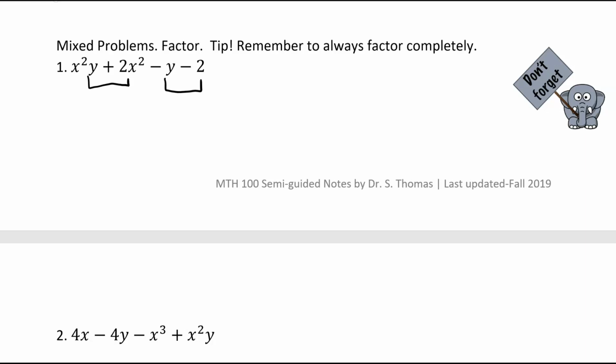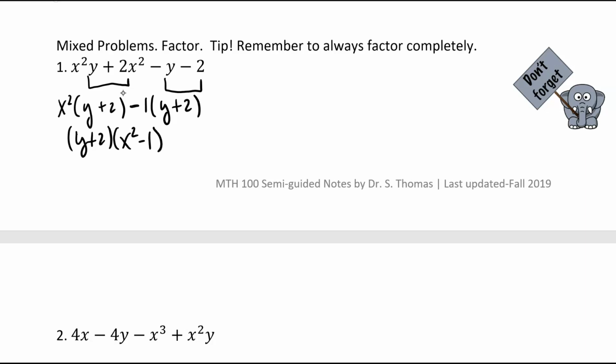So what does the first group have in common? Well, we have an x squared. Take that out, and then we have y plus 2. We want y plus 2 to show back up in the second group, so we'll have to take out a negative 1 to make that happen. So we have y plus 2 times x squared minus 1.